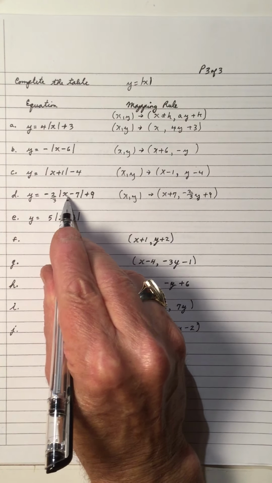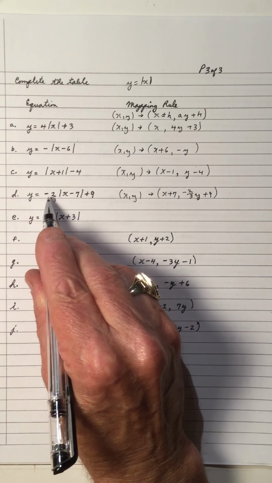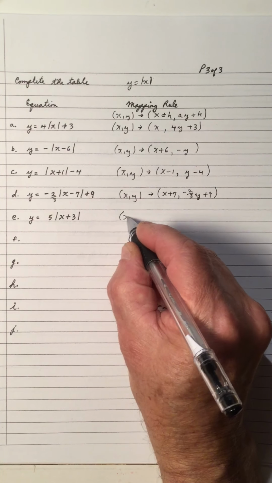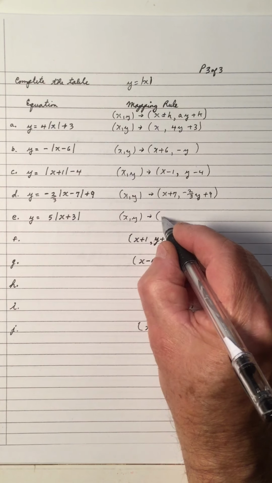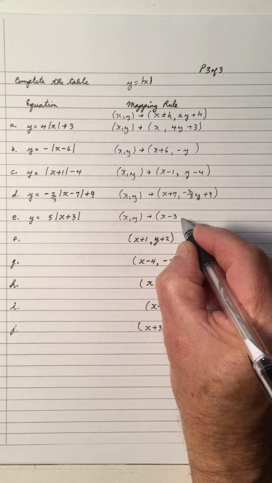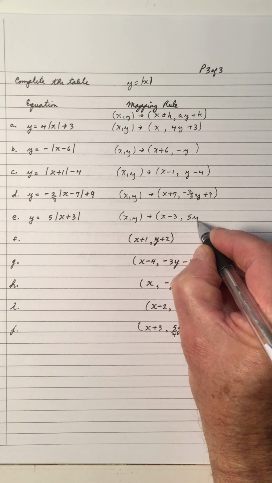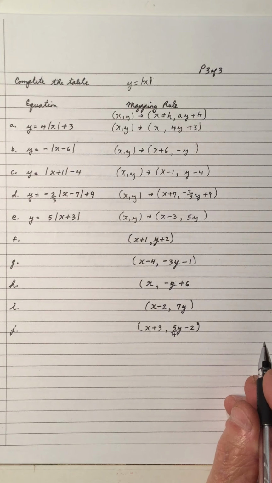Again, notice this is the opposite. Other than that, you have -2/3 y plus 9. And the mapping rule, x comma y, and we got an x plus 3, so it's an x minus 3. And a is 5, plus 5y, and there's no number on the end, 0.